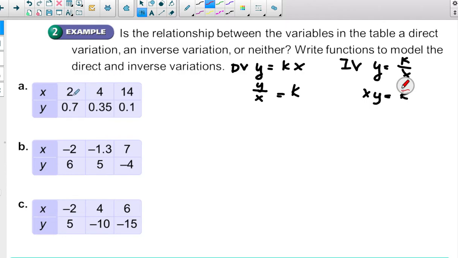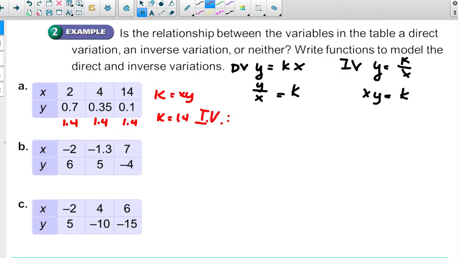So for me, the easiest was always to multiply first, and so that's what we're going to start with. So 2 times 0.7 is 1.4. 4 times 0.35, guess what, is 1.4. 14 times 0.1 is 1.4. So I got each of those. The k is 1.4, and I got that by doing k equals x times y. So the only one that matches that xy is over here, the inverse. So this is an inverse variation, right?